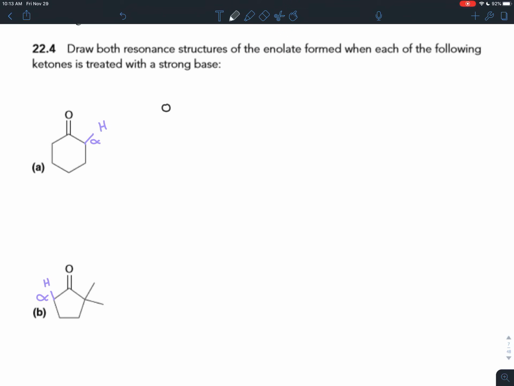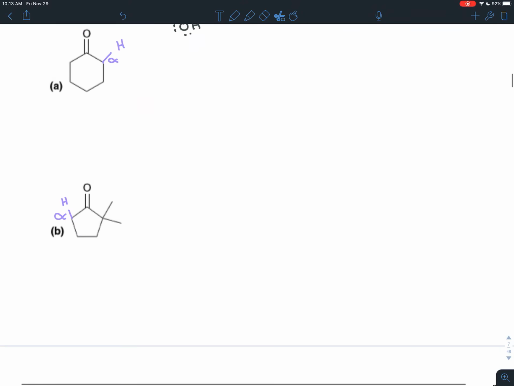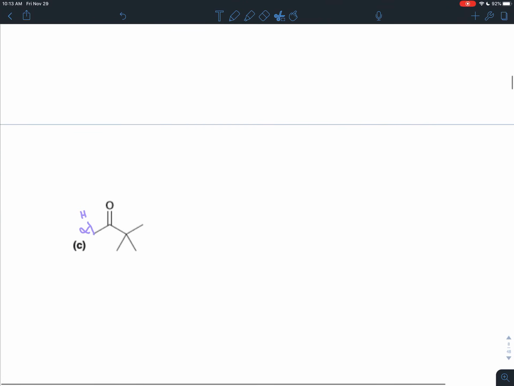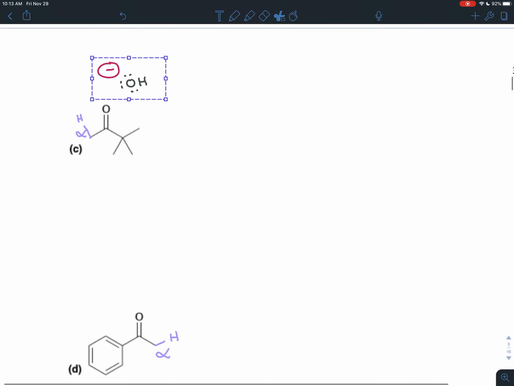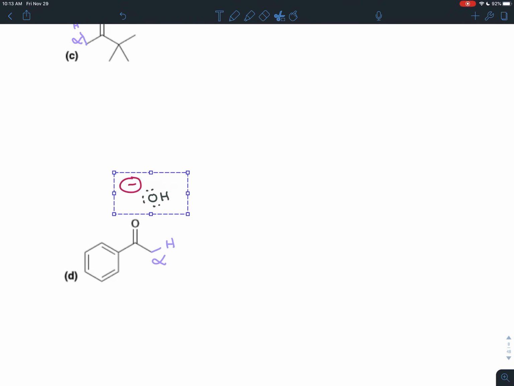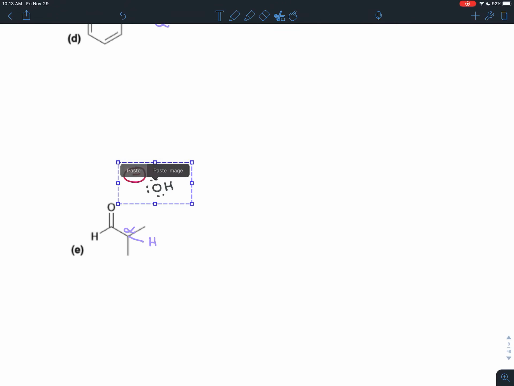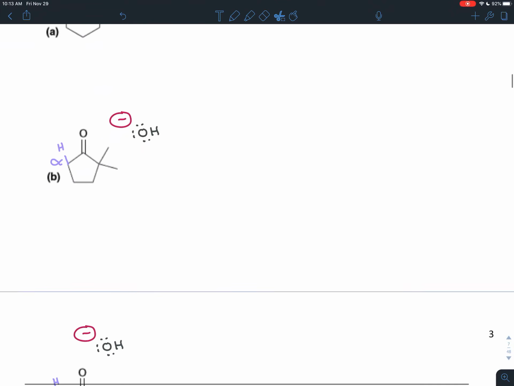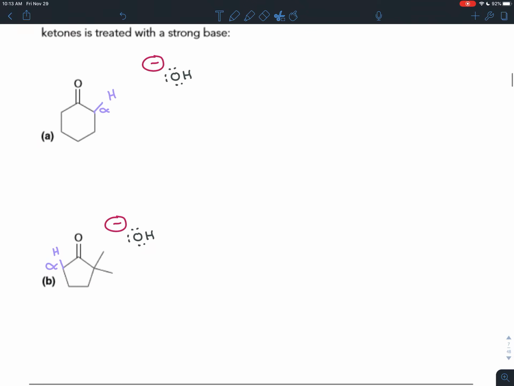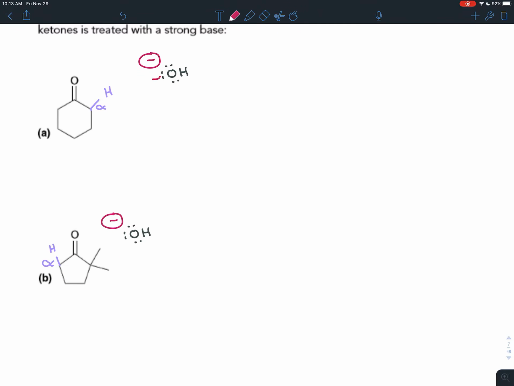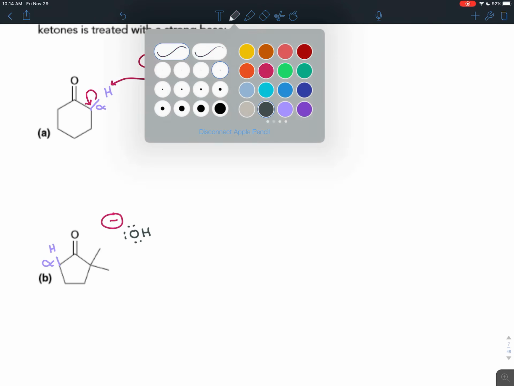So if we add hydroxide, it doesn't have to be hydroxide, it could be any strong base. But if we add hydroxide to each of these, let's see what happens. So in each of these cases, the hydroxide steals the alpha hydrogen, and the electrons snap back onto the carbon that the hydrogen was bonded to, the alpha carbon.